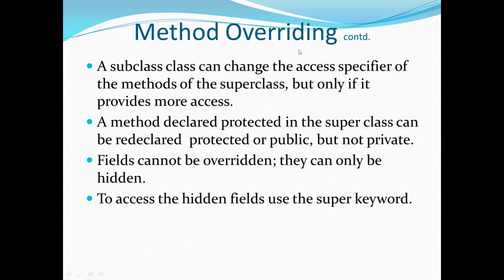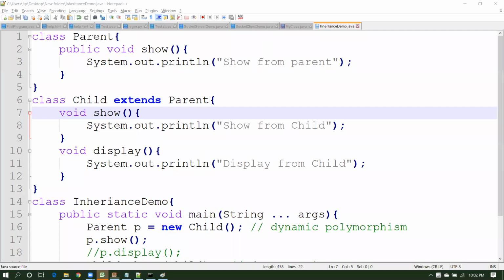I hope all the concepts are now clear to all of you, how to inherit and how to override a method. Now tell me, any confusion related to inheritance and method overriding?